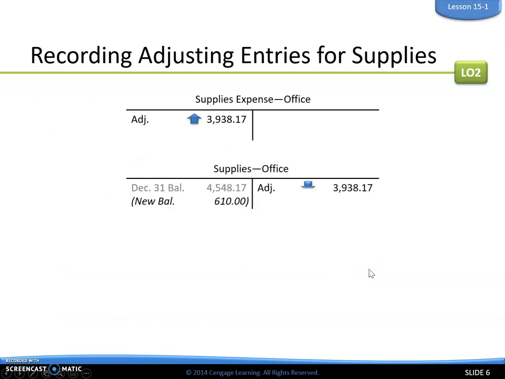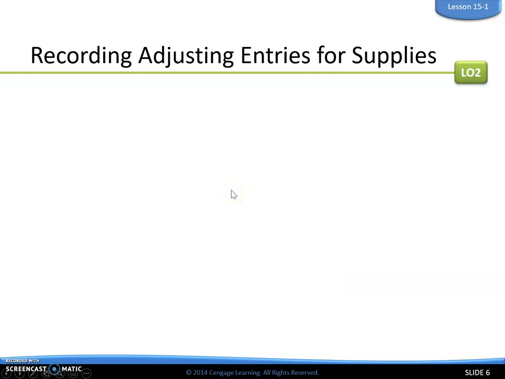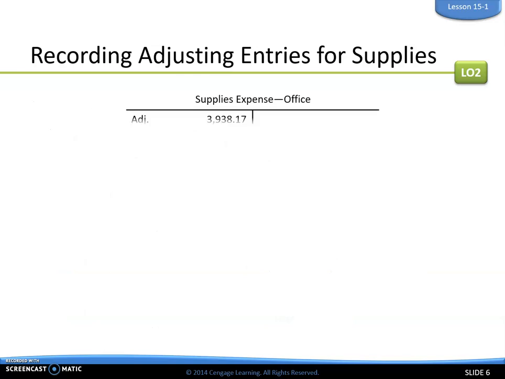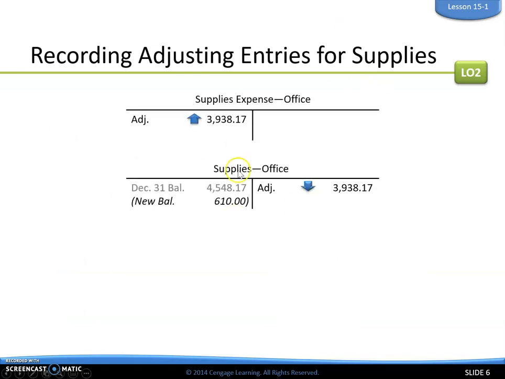What we are looking at first is our supplies office, and we are going to pretend that this is not there for right now. What we want to look at is, what is the balance? We are going to go through these four questions when we are figuring out that adjustment. I'm looking just at the supplies office, and this is the balance in that account at this point.